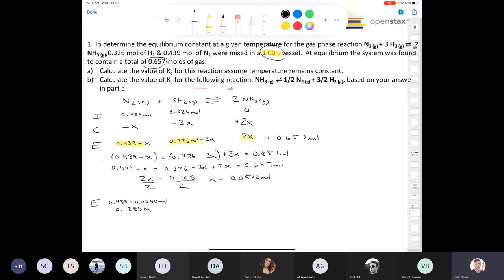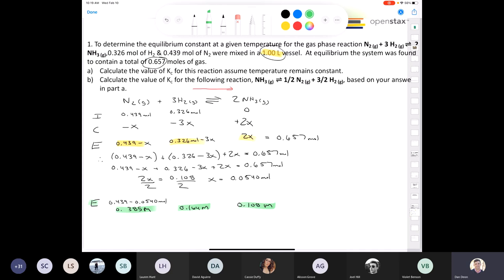For my hydrogen, I take 0.326. I subtract 3 times 0.0540. So I already went ahead and did that. And you end up with your hydrogen as being 0.164 molar. And your ammonia is 2 times this. So 2 times, I just want to double check my count, 0.054 times 2. You end up with 0.108 molar. So here we go. I have my equilibrium concentration of nitrogen, hydrogen, and ammonia. Give me a thumbs up if you're like, I got you so far, Mr. Dion. You know, just doing a little math.